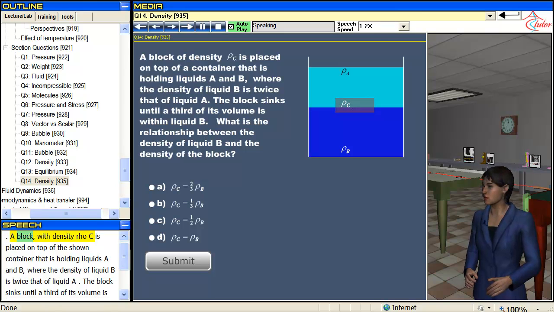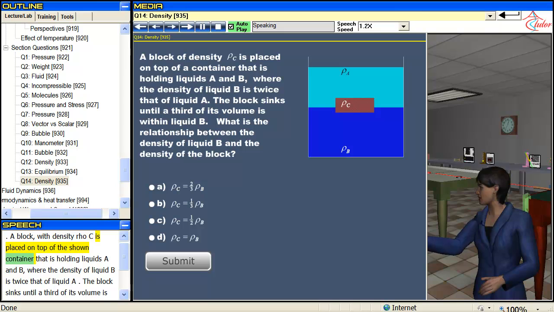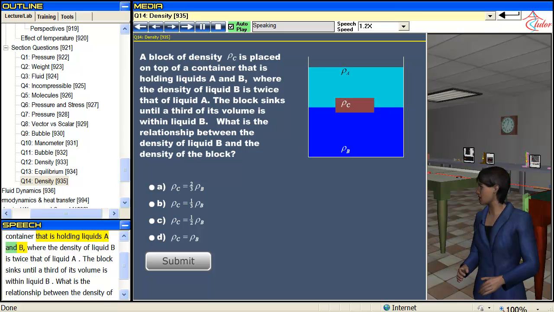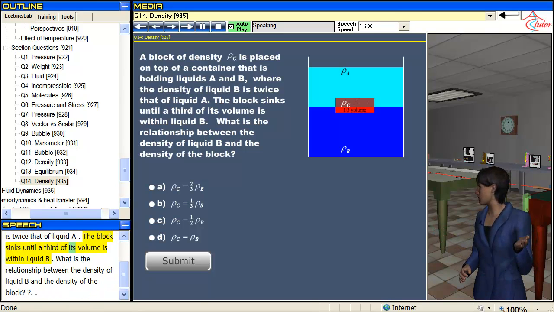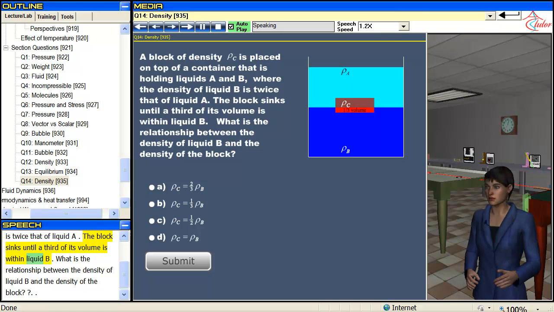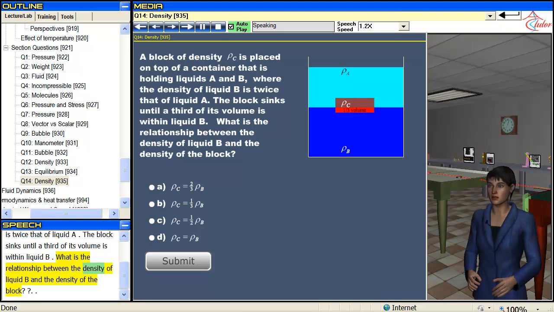The block with density ρC is placed on top of the shown container that is holding liquids A and B, where the density of liquid B is twice that of liquid A. The block sinks until 1/3 of its volume is within liquid B. What is the relationship between the density of liquid B and the density of the block? Right answer.